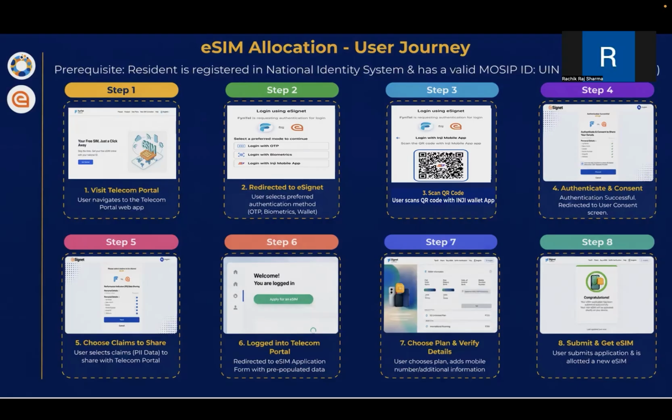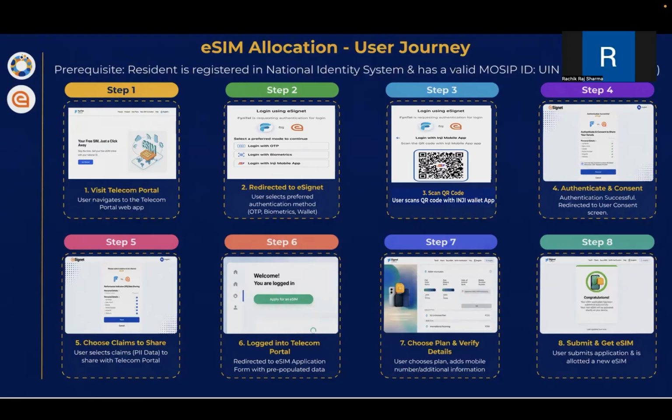So INJI wallet is nothing but a digital wallet that can be used to download and store your verifiable credentials. Now, once they are downloaded on your phone using this particular wallet, then you can carry these credentials with you and use them as and when required for verification or authentication.